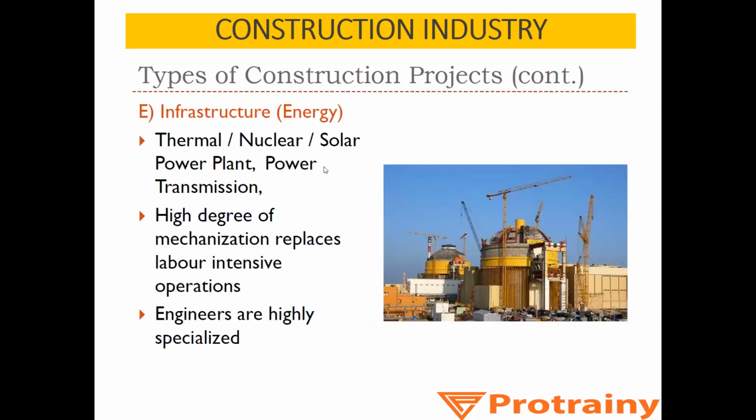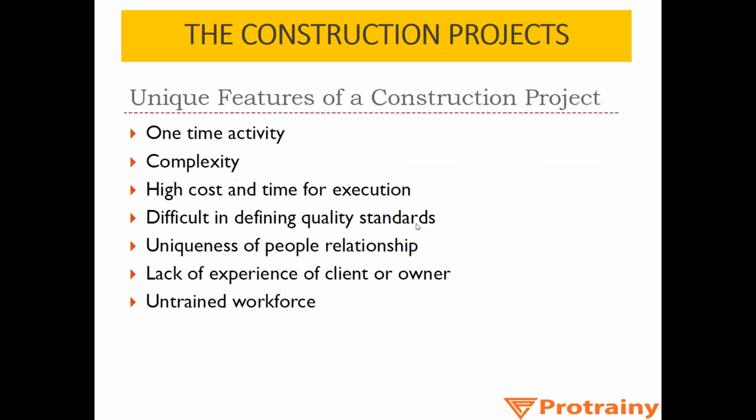Fifth is infrastructure related to energy. These are infra projects only, but they are related to energy, like solar power plants, windmills. All the plants will come under the fifth, that is the energy sector. High degree of mechanization again replaces labor intensive operations. Here in the photos you can see there are six tower cranes, and all are different kinds of tower cranes. There's a jib tower crane, there is a normal tower crane, one is the mechanical tower crane, all these things. So there are all different kinds of machineries involved in this sector also. So these are the 5 sectors in which construction projects are basically divided.